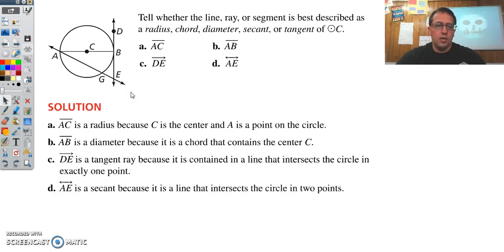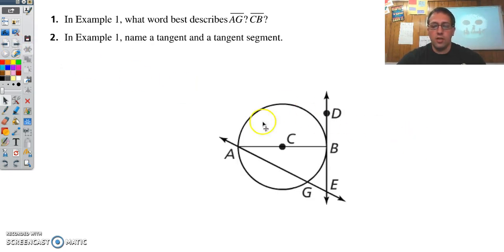Right. So this is not too bad, pretty simple stuff. What I would like you to do, using that same circle, is describe AG and CB, and then give a name of some tangent or tangent segment. So pause the video, answer those, and then come back. All right, let's see what you got. So AG and CB, chord and radius. AG is here. This is just a segment with endpoints on the circle, so it's a chord. CB starts at point C, goes to point B, so it starts at the center, goes to the edge, so this is a radius.